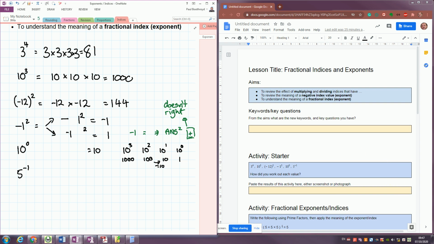Okay? So, yeah, this one is 1/5. And it's following on this pattern. When I go 10 to the minus 1, I'm going to divide by 10 again. So we take 1 and we divide by 10. The fractional version is nicer to see. And in this case, we get 1/5. If I do 5 to the minus 2, it's 1 over 5 squared, because we've dealt with the minus first, and then 1 over 25. Okay, so they're the basic rules.